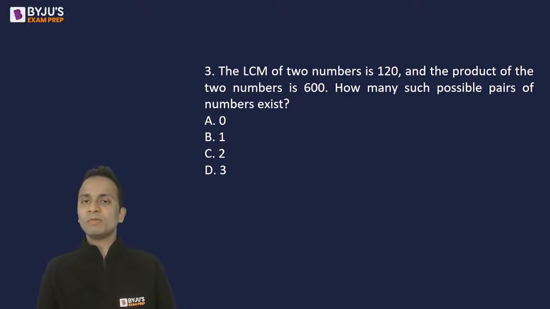Now, LCM of two numbers is 120 and the product of two numbers is 600. How many such possible pairs of numbers exist? Basic principle of HCF and LCM.